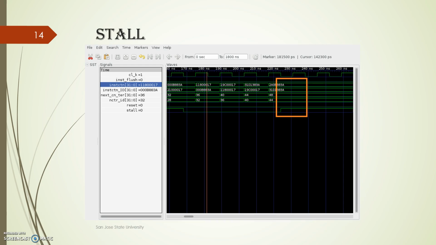Stalls happen due to various hazards, which can be differentiated into three types: the control hazard, the data hazard, and the structural hazard. These hazards were detected as well as resolved in the Verilog implementation.